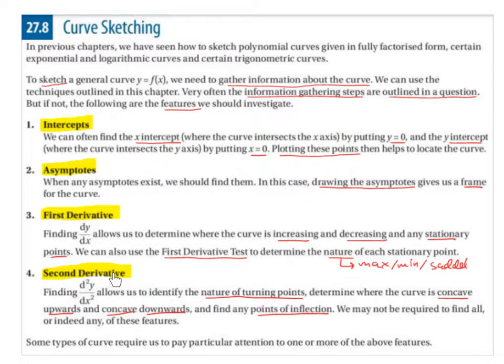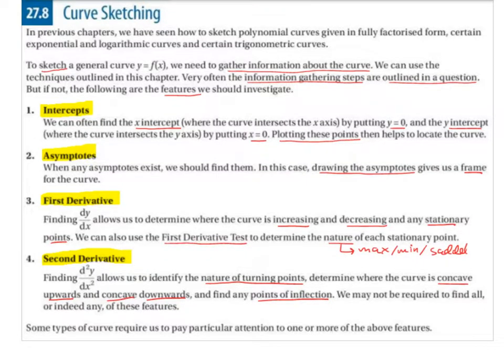The second derivative. Finding d squared y dx squared allows us to identify the nature of turning points, determine where the curve is concave upwards and concave downwards, and find any points of inflection. We may not be required to find all or indeed any of these features. Some types of curve require us to pay particular attention to one or more of the above features.